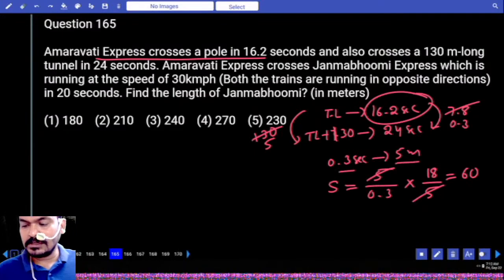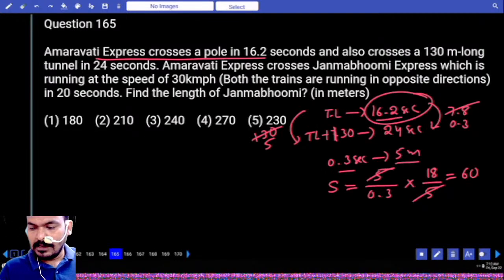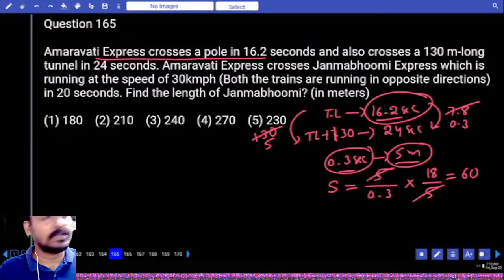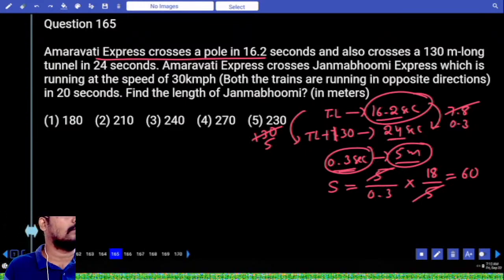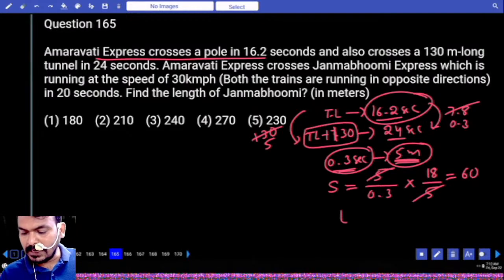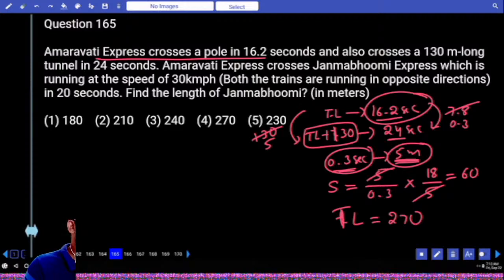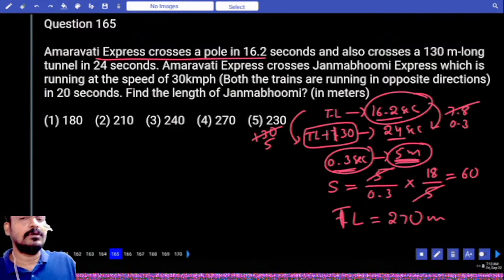In 0.3 seconds, how much distance? 5 meters. 16.2 seconds. In 0.3 seconds, how much distance? 5 meters. 0.3 and here 24. Almost 80 times. 85 is how much? 400. That 400 is equal to which one? Train length plus 130, the tunnel. So the train length equals how much? 270. 270 meters or kilometers? Meters.